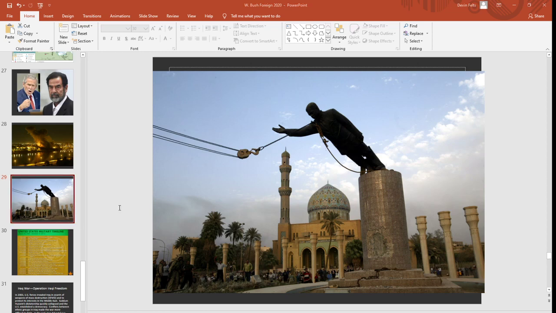So let's go back to our notes here. Under review, what was George H.W. Bush's involvement in Iraq during the early 1990s? We just talked about this, so if you need to, just go back a couple of minutes and listen. We just talked about George H.W. Bush's involvement in Iraq in the early 1990s.